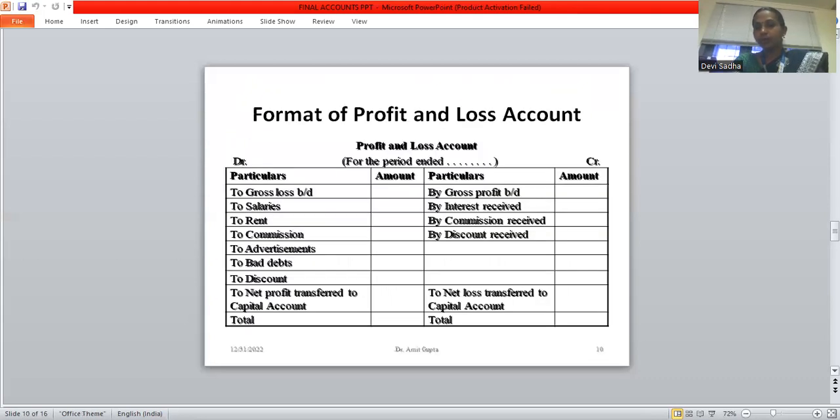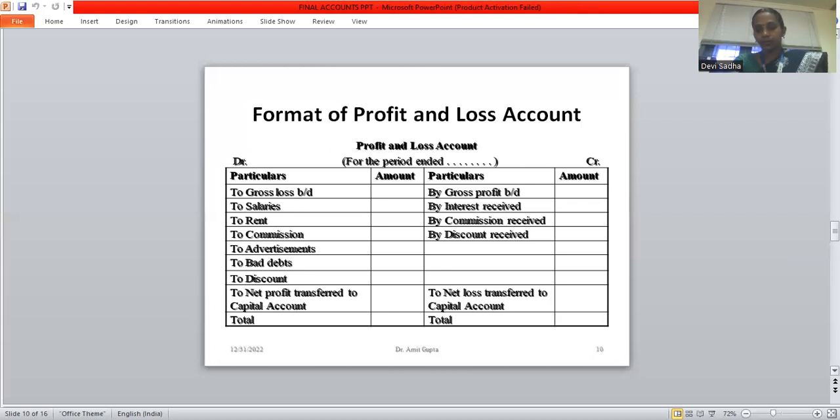Then the format of the profit and loss account. What items are debited in the P&L account? First, gross loss, if any, is debited to the profit and loss account. Then second, salary. Salary is an indirect expense. Then rent, commission, advertisement, bad debts, discount allowed. Then net profit. Then go to the credit side. What are the items? Gross profit, interest received, commission received, discount received. Totally we get profit or loss, that is net profit or net loss.